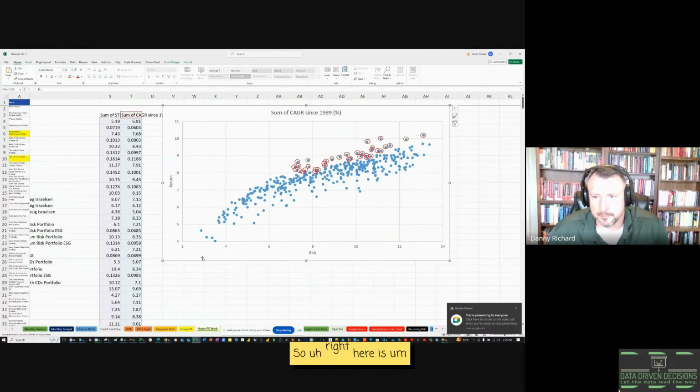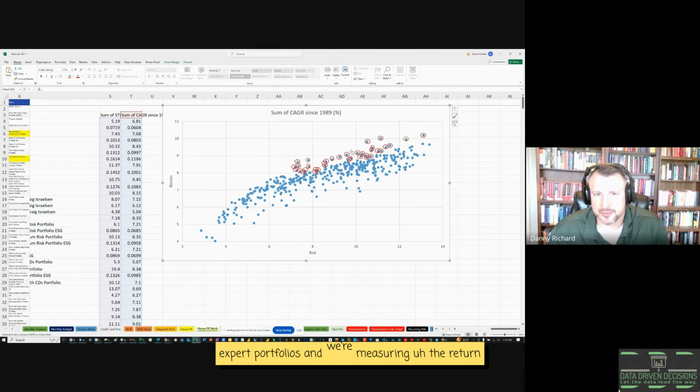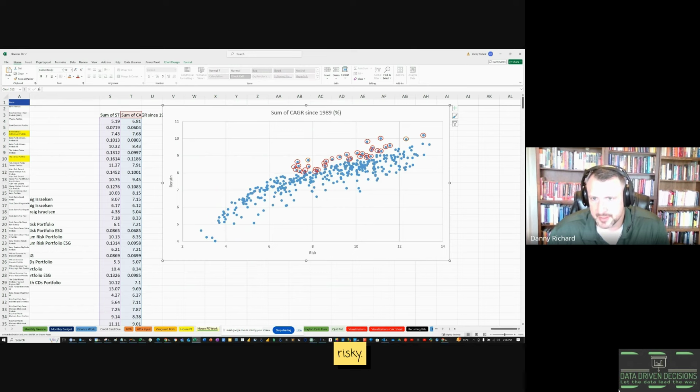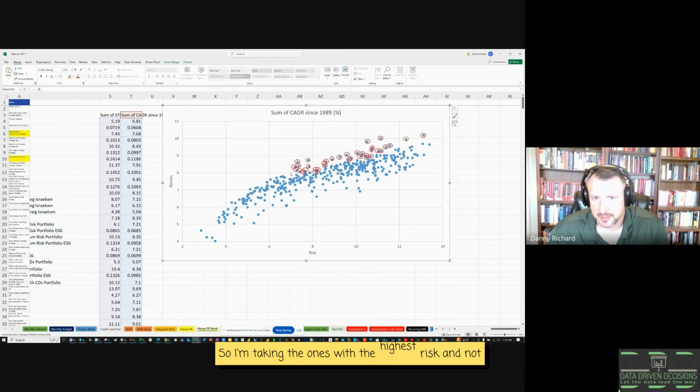So right here is the analysis of hundreds of expert portfolios, and we're measuring the return versus the risk. It creates this wave shape. The ones at the edge, the ones that I circled in red, are the best performing portfolios. As you can see, they have the highest return, and I want to be risky, so I'm taking the ones with the highest risk and not picking any of the ones with low risk, because they don't give high returns.